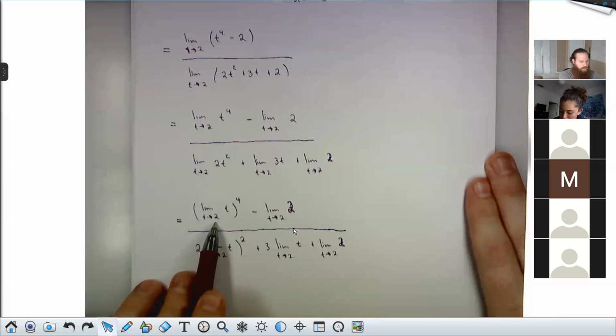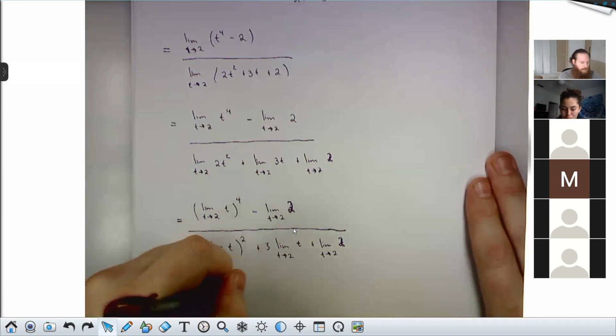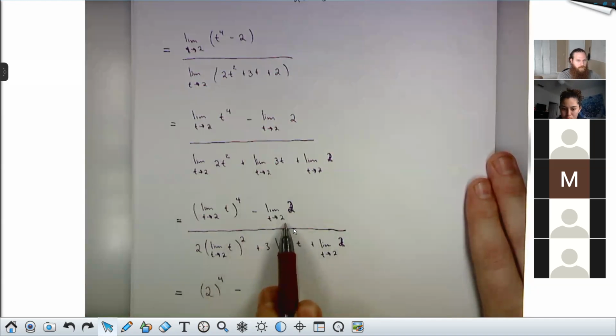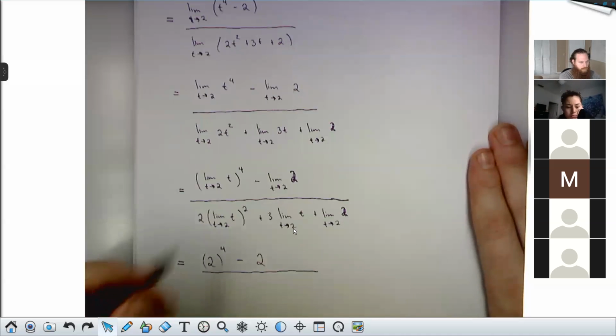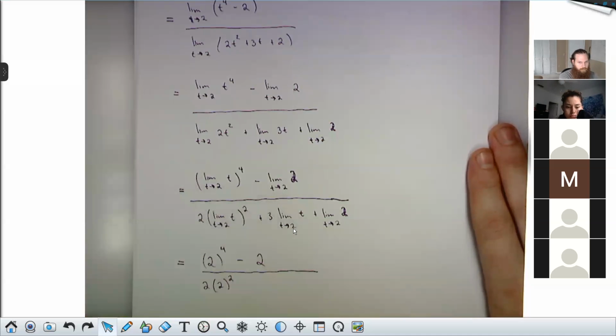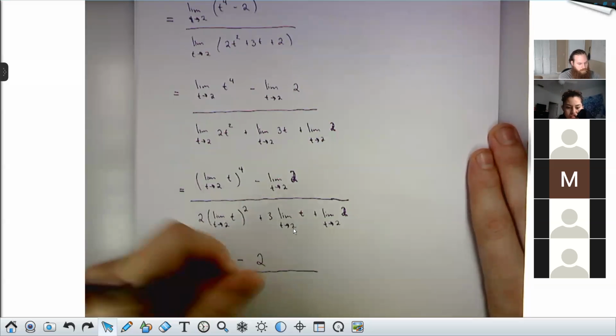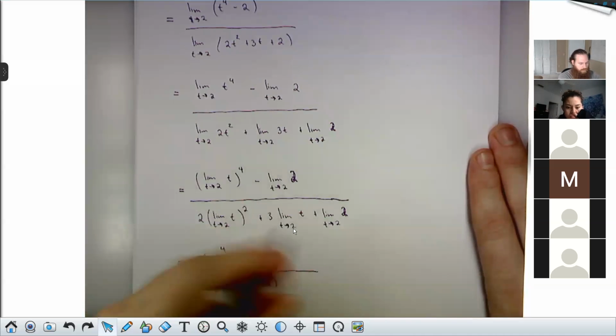So here, as t goes to 2, t itself goes to 2. So this piece is 2. So we have 2 to the 4 minus, this is a constant function, right? Right here, this 2 is a constant. So as t goes to 2, this constant stays 2. And the same sort of stuff happens downstairs. I have 2 times the limit as t approaches 2 of t. So this piece is just 2. So this is going to be 2 times 2 squared, plus 3 times the limit t to 2 of t. Well, that's 3 times 2. And then again here I have the constant. That just stays what it is.